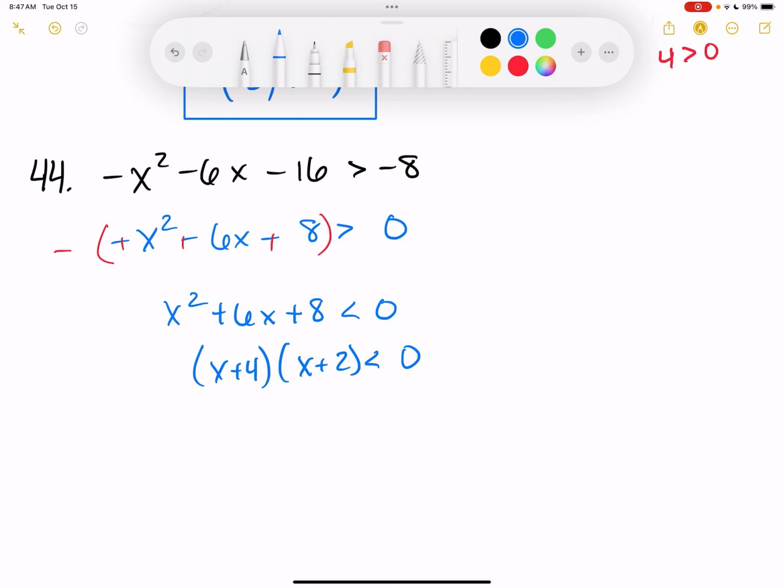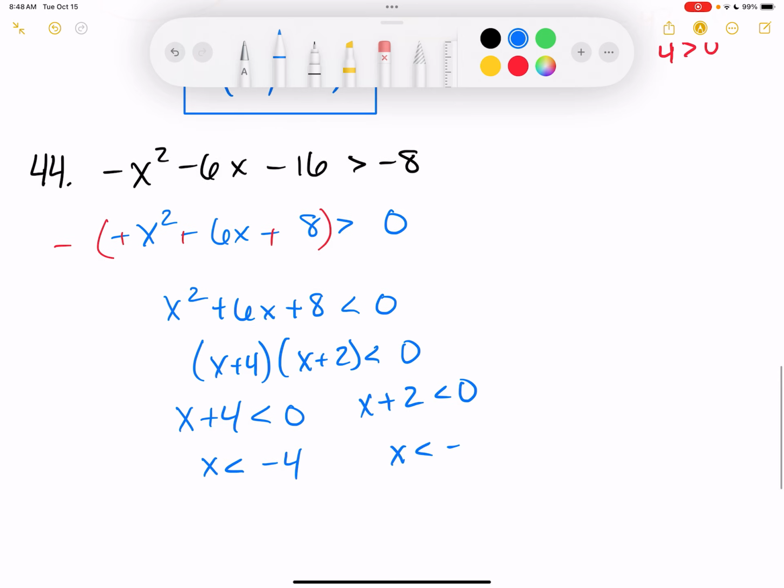All right, so now I have flipped the inequality. So x plus 4 is less than 0. X plus 2 is less than 0. So x is less than negative 4, or x is less than negative 2. Now I want to check a number in there and see what happens to verify that these do or don't work. So I'm going to use the original when I do this. You don't necessarily have to if you're confident that whatever you did here is right, but I usually stick to the original so I can verify that everything's good.